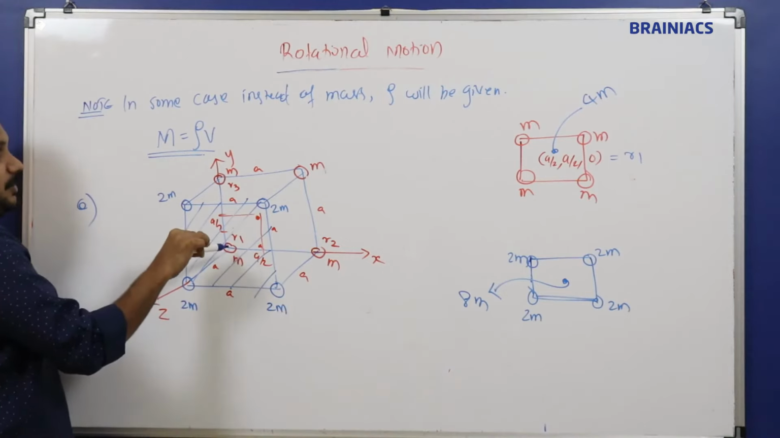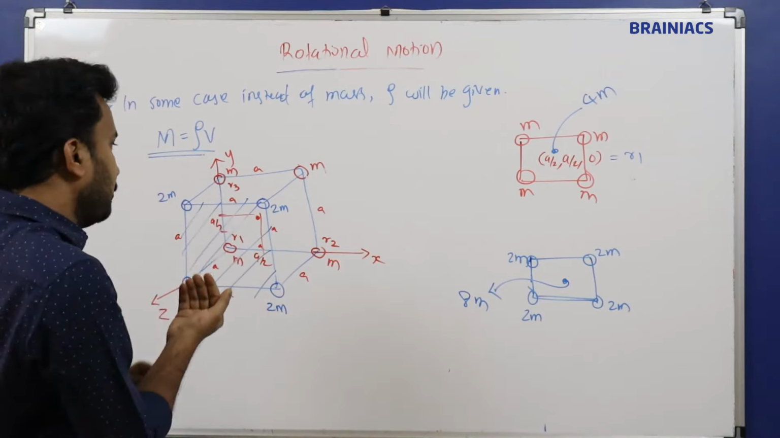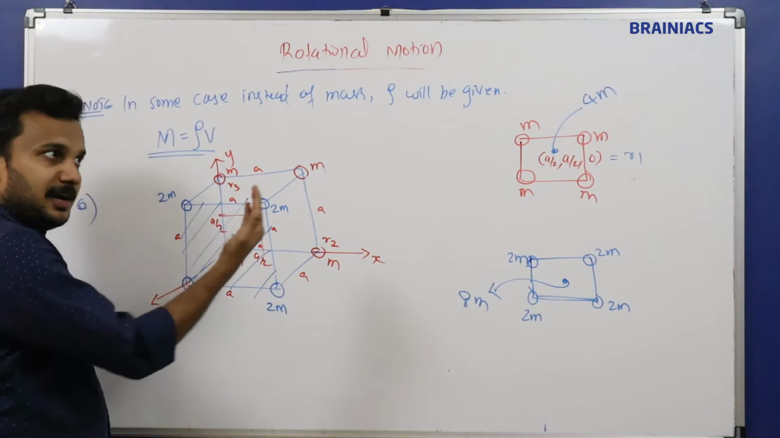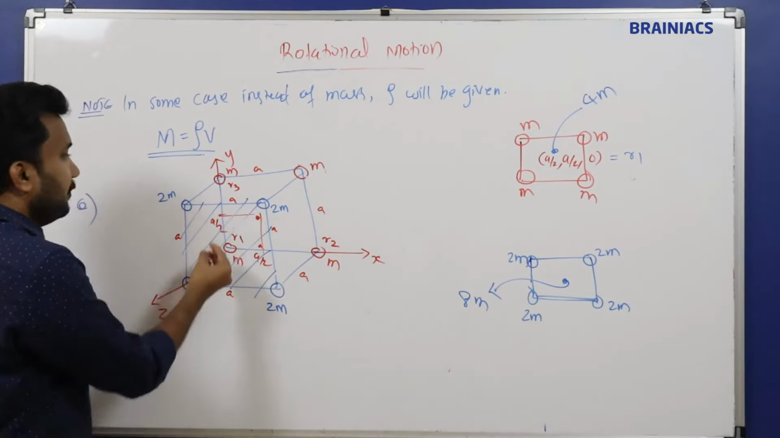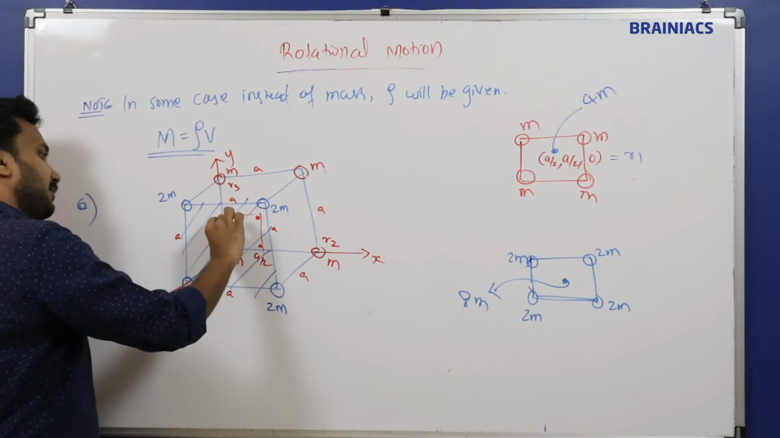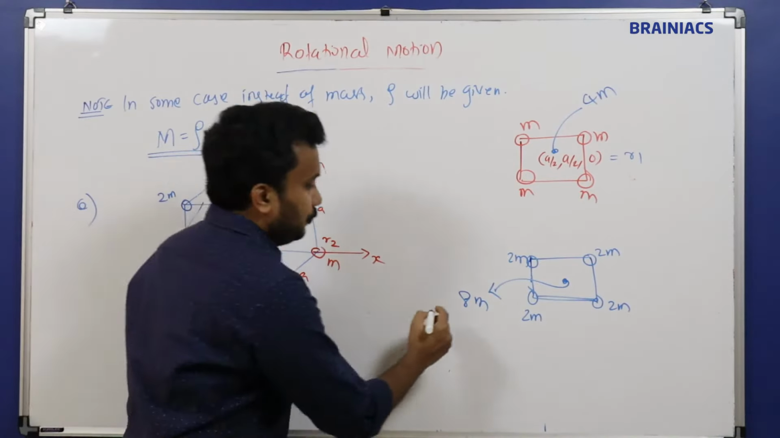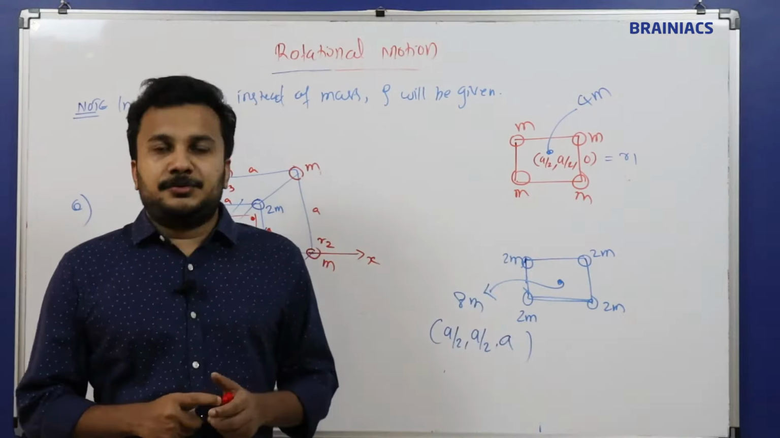So the center of mass will be located, and we have to travel some distance into the front side. How much do we have to travel? A by 2 we have to travel to the front, and we have to travel y, because it is some height. So y is a by 2, z is a by 2, x is also a by 2. So we have a by 2.